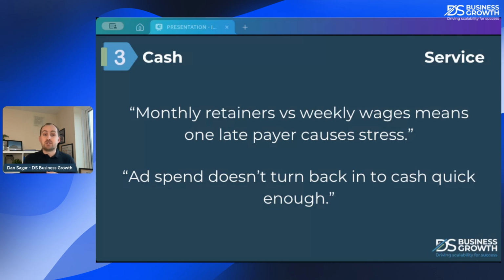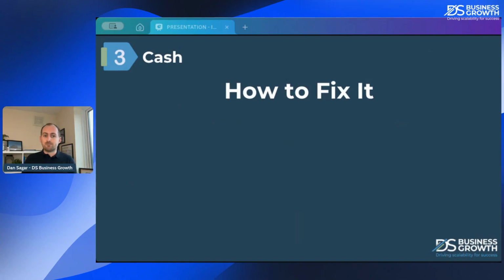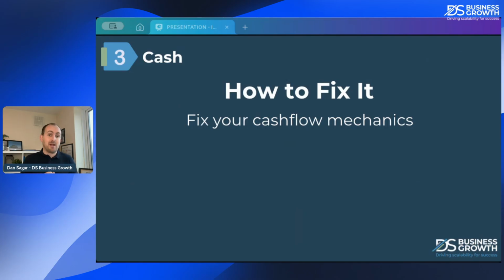If that is the situation that you find yourself in, that 30-day rule is really cool. But if you work out that actually it's 60 or 90 days, that's when you might run into some of these problems. So looking at how to fix this and how to overcome perhaps your cash constraint, essentially what we need to do is fix the mechanics all around our cash flow, okay?